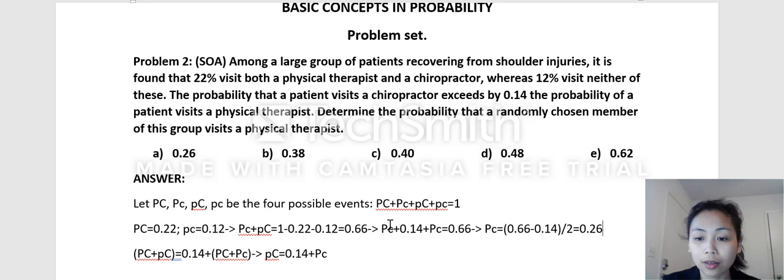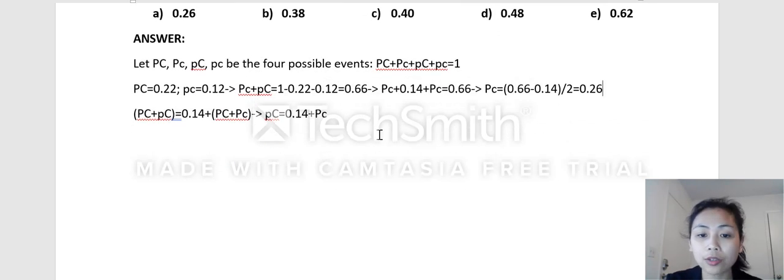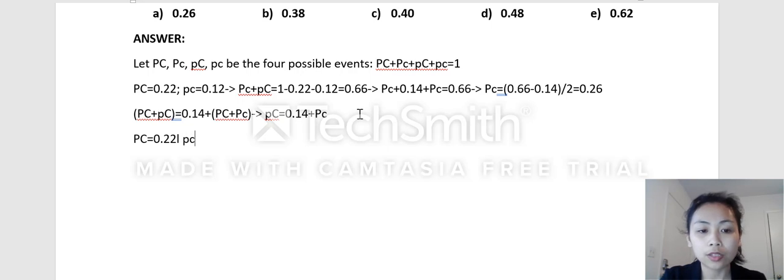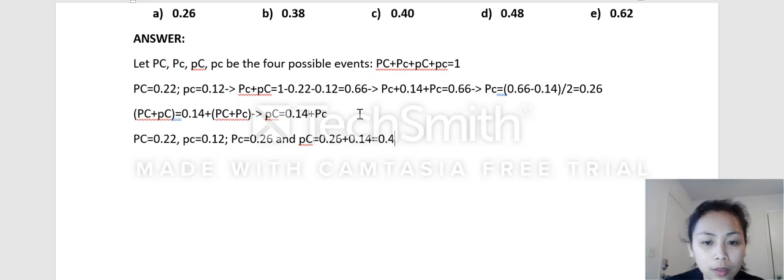So hold up. I'm going to rewrite everything I have found. Capital P capital C is 0.22. Little p little c is 0.12. Capital P little c is 0.26, and little p capital C is 0.14 plus 0.26, that is 0.4. Let me check again. So 0.22 plus 0.12 plus 0.26 plus 0.4. That's the one. Yeah.